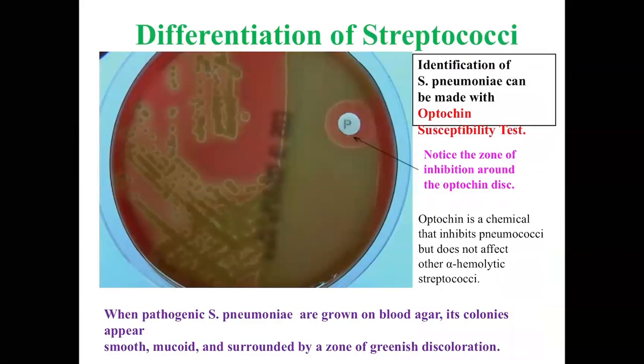Okay, so here's another picture. Differentiation of streptococci: identification of Strep pneumoniae can be made with the optochin susceptibility test. So we got this zone of inhibition around it. It only affects the pneumococci, so it doesn't affect any other alpha hemolytic streptococci. So that's one way to know that you're dealing with Strep pneumoniae. Okay, so it's real sticky.